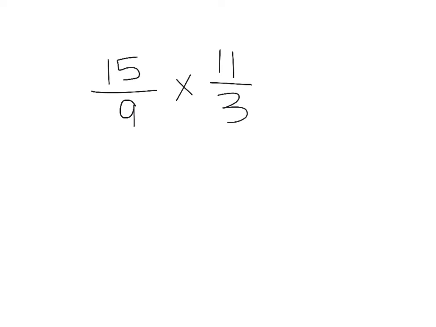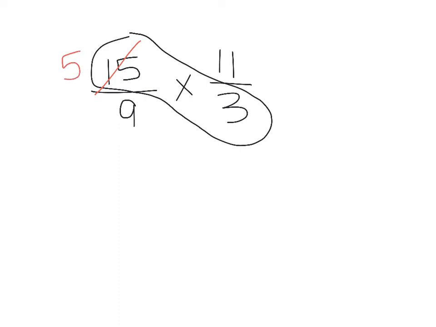So we're going to start by looking at our diagonals. We have 15 and 3. Now I know that 3 is a factor of 15, so I'm going to go ahead and divide both 15 and 3 by 3. 15 divided by 3 is 5, and 3 divided by 3 is 1. If I look at my other diagonals, I have 9 and 11. Unfortunately, there aren't any factors in common between 9 and 11. So now we're ready to multiply.